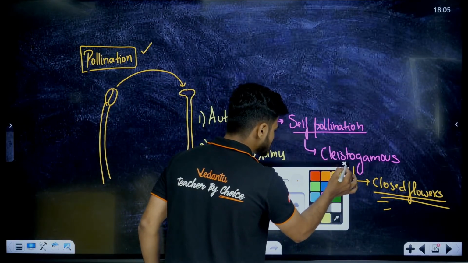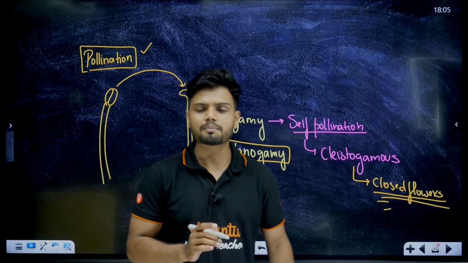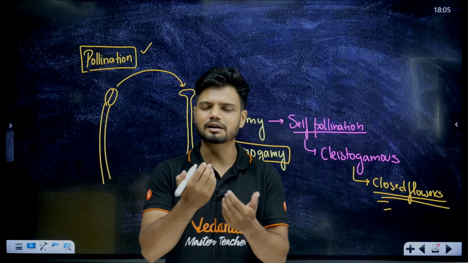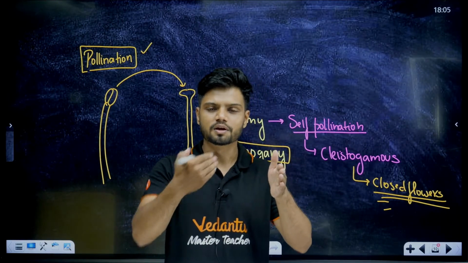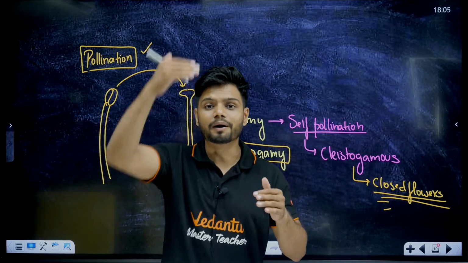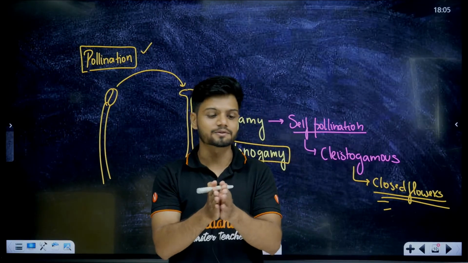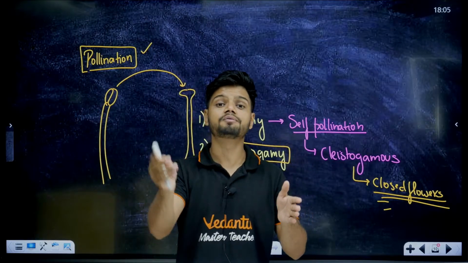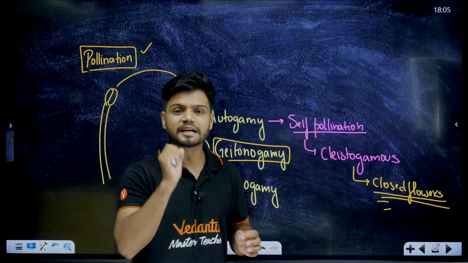Now, what is geitonogamy? Geitonogamy is also a type of somewhat cross pollination. It is the transfer of pollen grains from the anther to the stigma of a different flower but on the same plant. I repeat, it is a transfer of pollen grains from the anther to the stigma of a different flower but of the same plant. Remember, of the same plant. That is called geitonogamy.